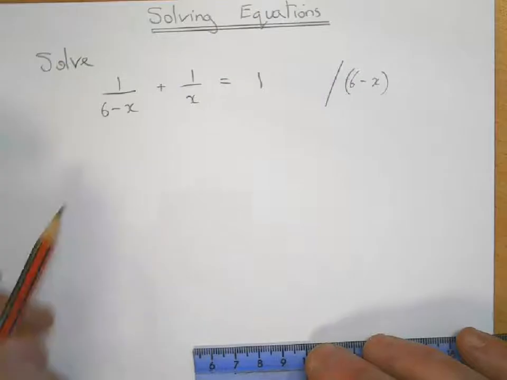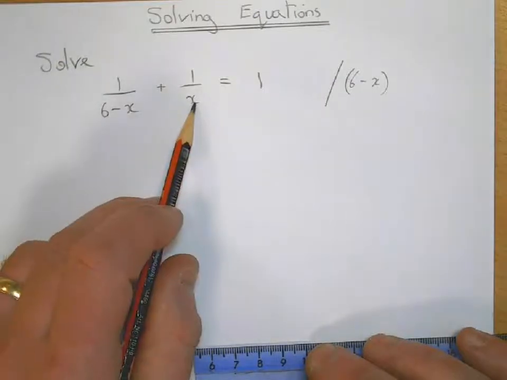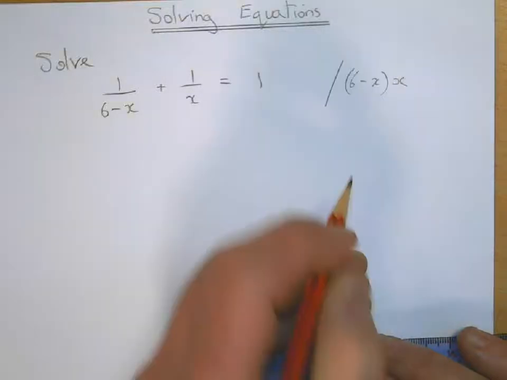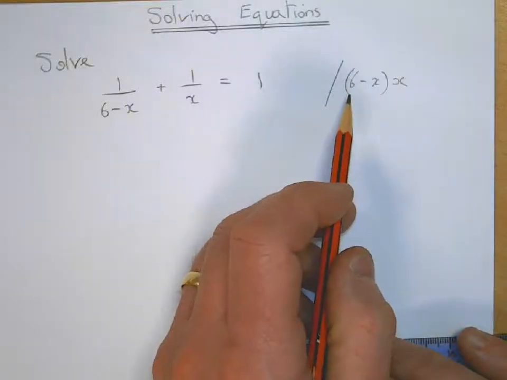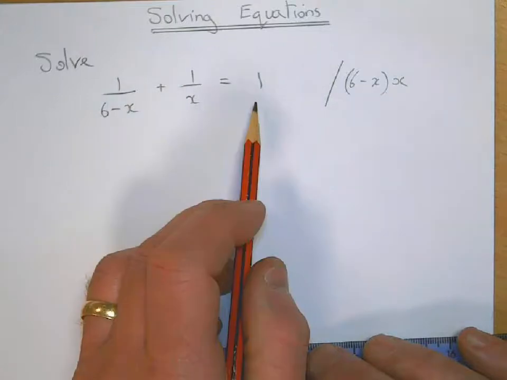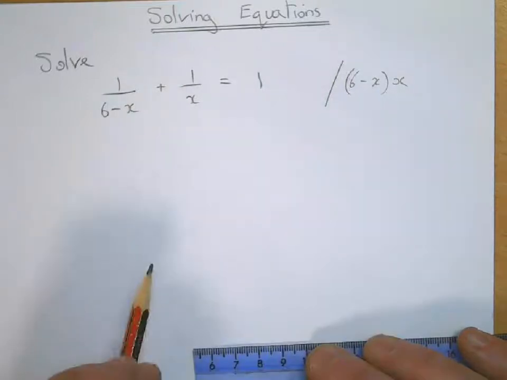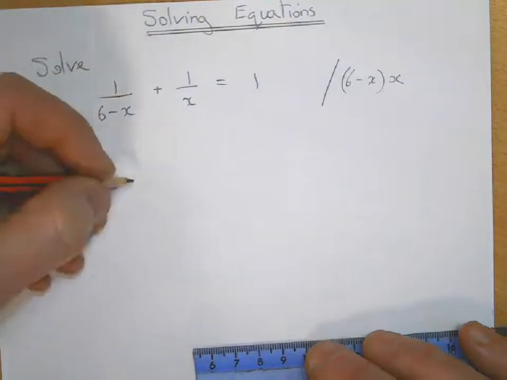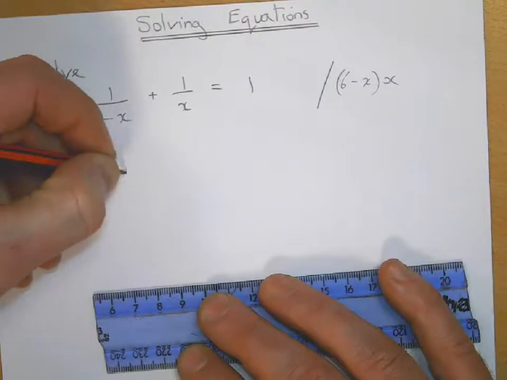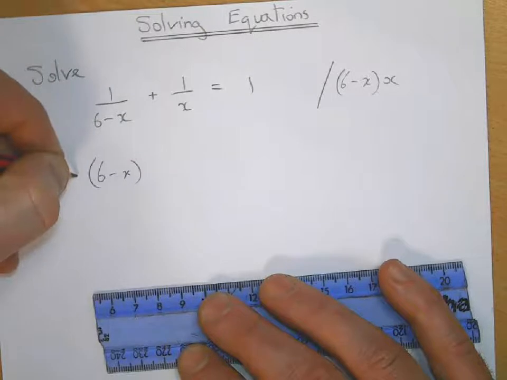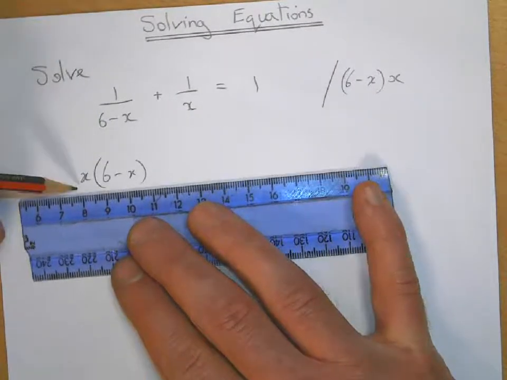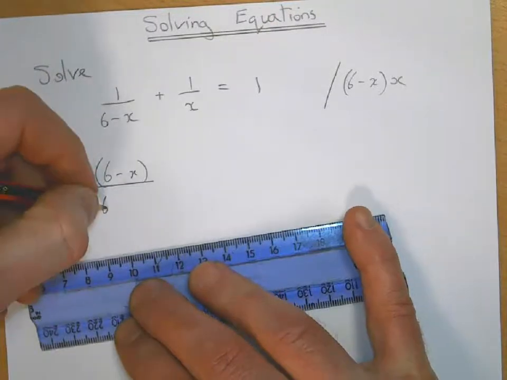But the problem is that does not remove this x, so we've also got to multiply everything by an x as well. So we're going to multiply the whole equation by 6 minus x in brackets x. So first of all, we multiply this term by 6 minus x. I'll just pop the x in front there. That makes a little bit more sense than having it at the end. It doesn't really matter where you have it, but it does make more sense for 6 minus x.